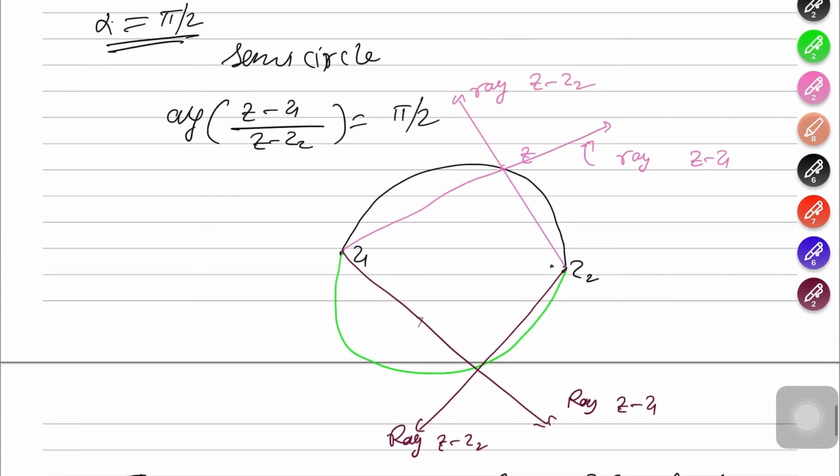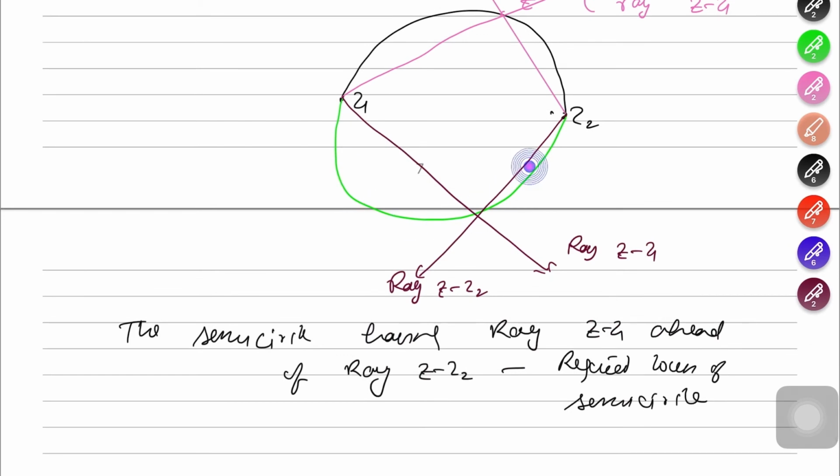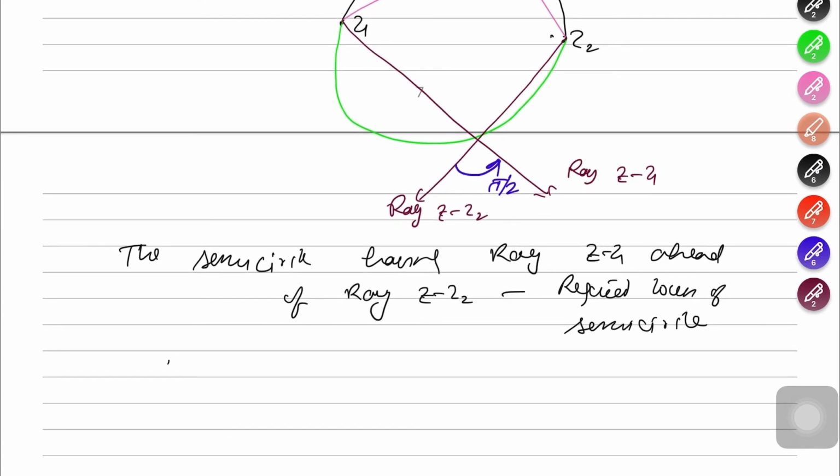Okay, if you clearly see here, in this case, z minus z1, obviously if we want to move pi by 2 positive, start from this. So in this case we observe that z minus z1 is behind z minus z2. Behind means its angle should be pi by 2 plus pi by 2. So this is behind, this is not the case. Whereas if we talk about this semicircle, here z minus z1 is ahead of z minus z2.